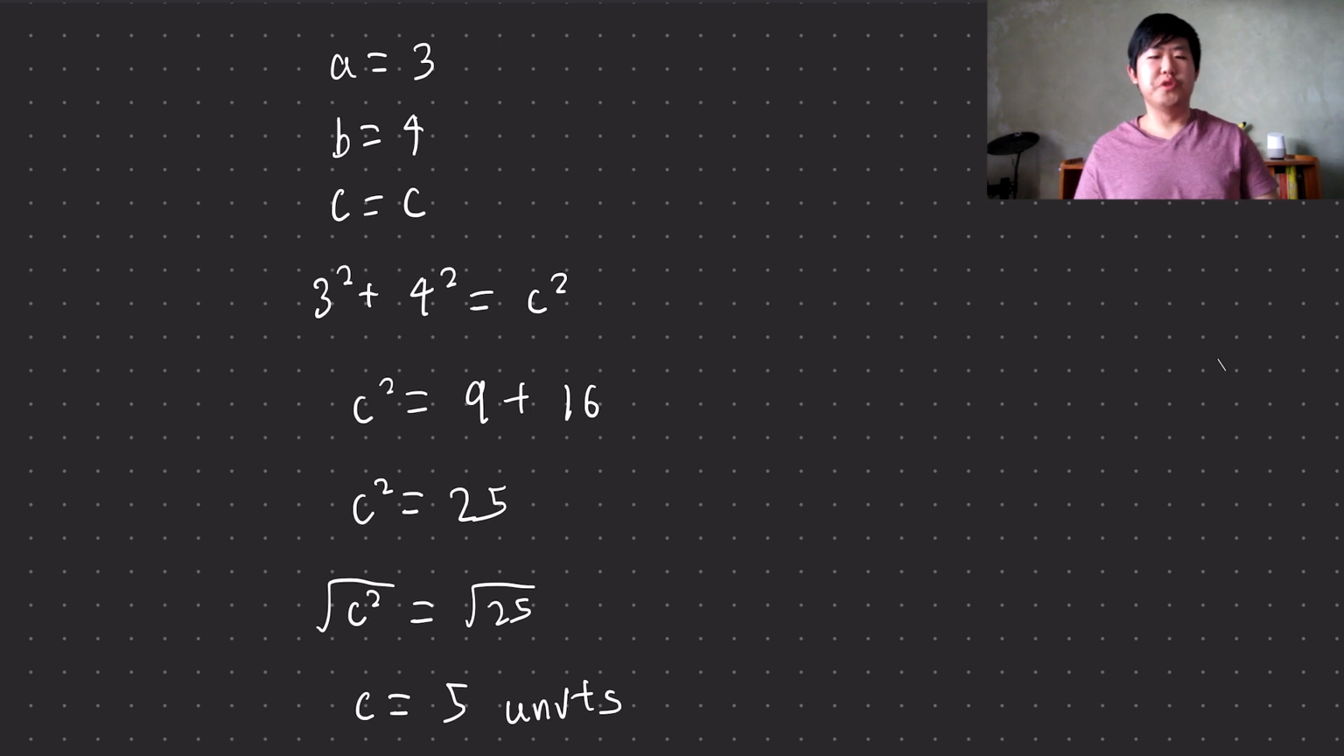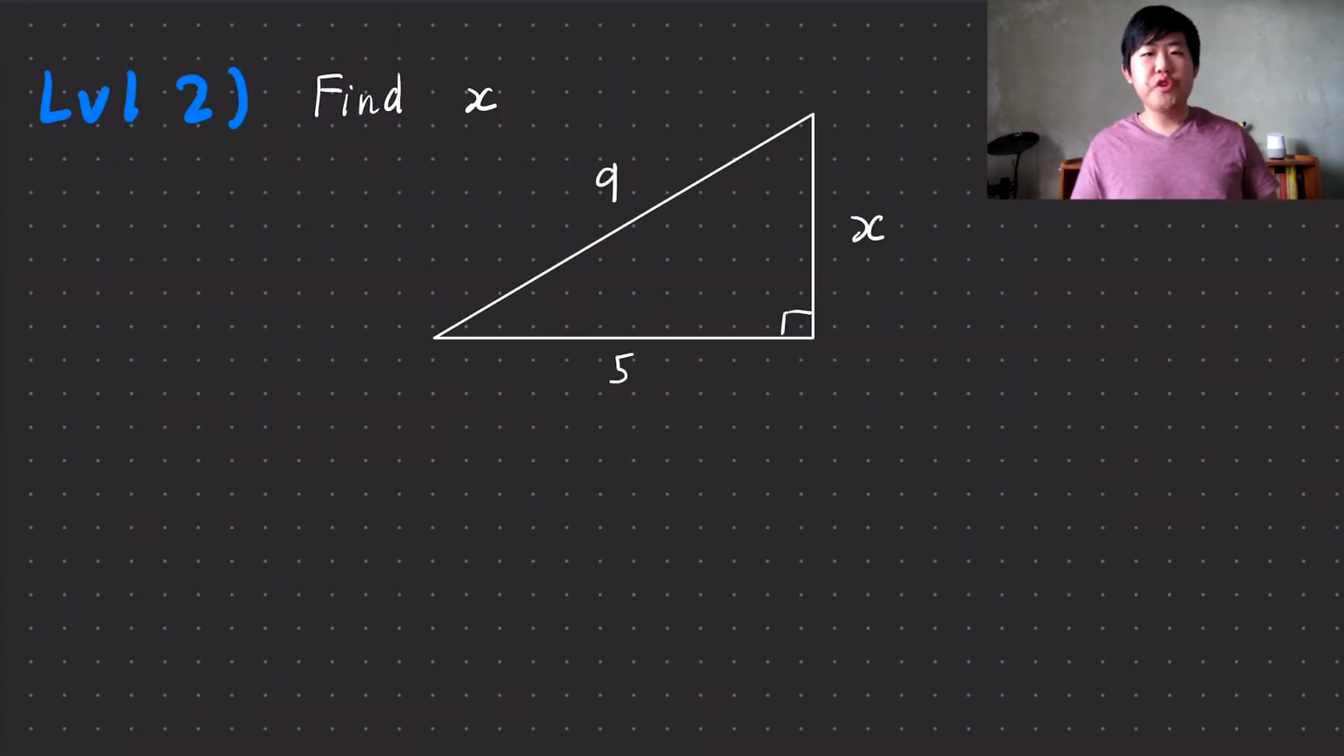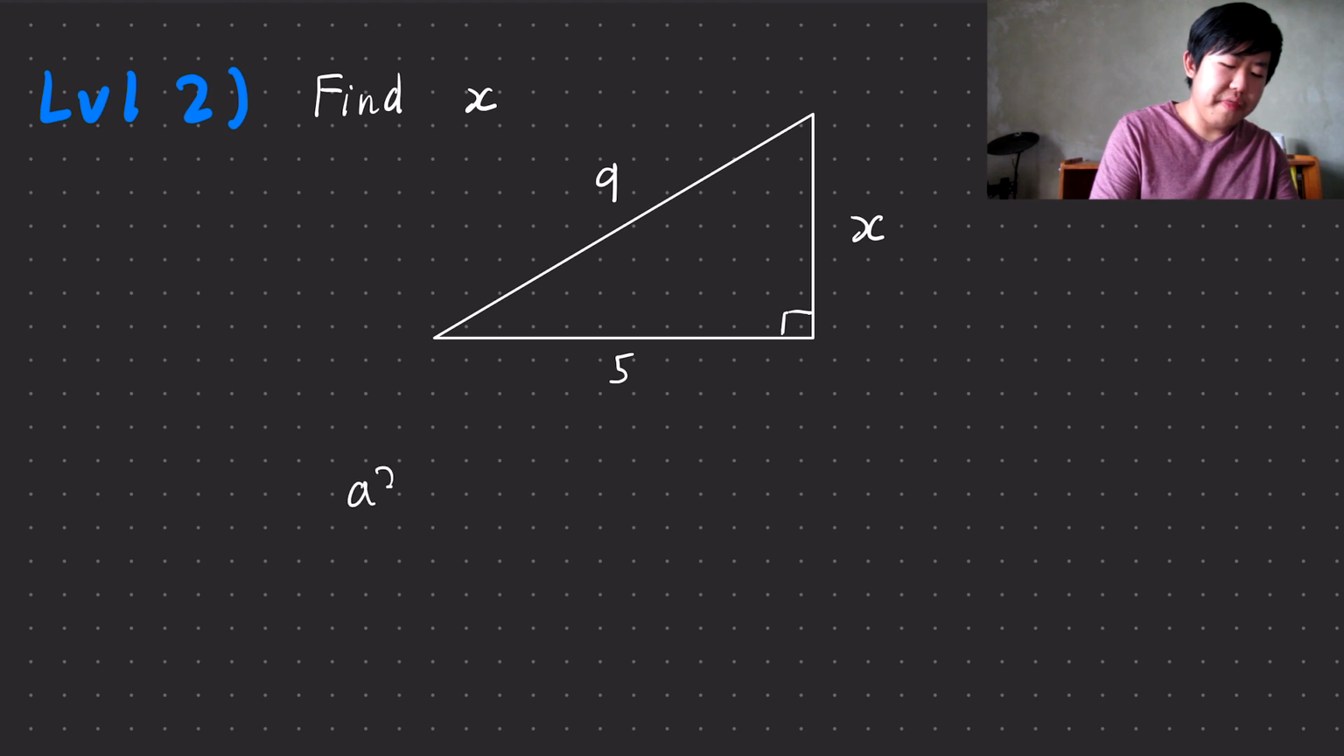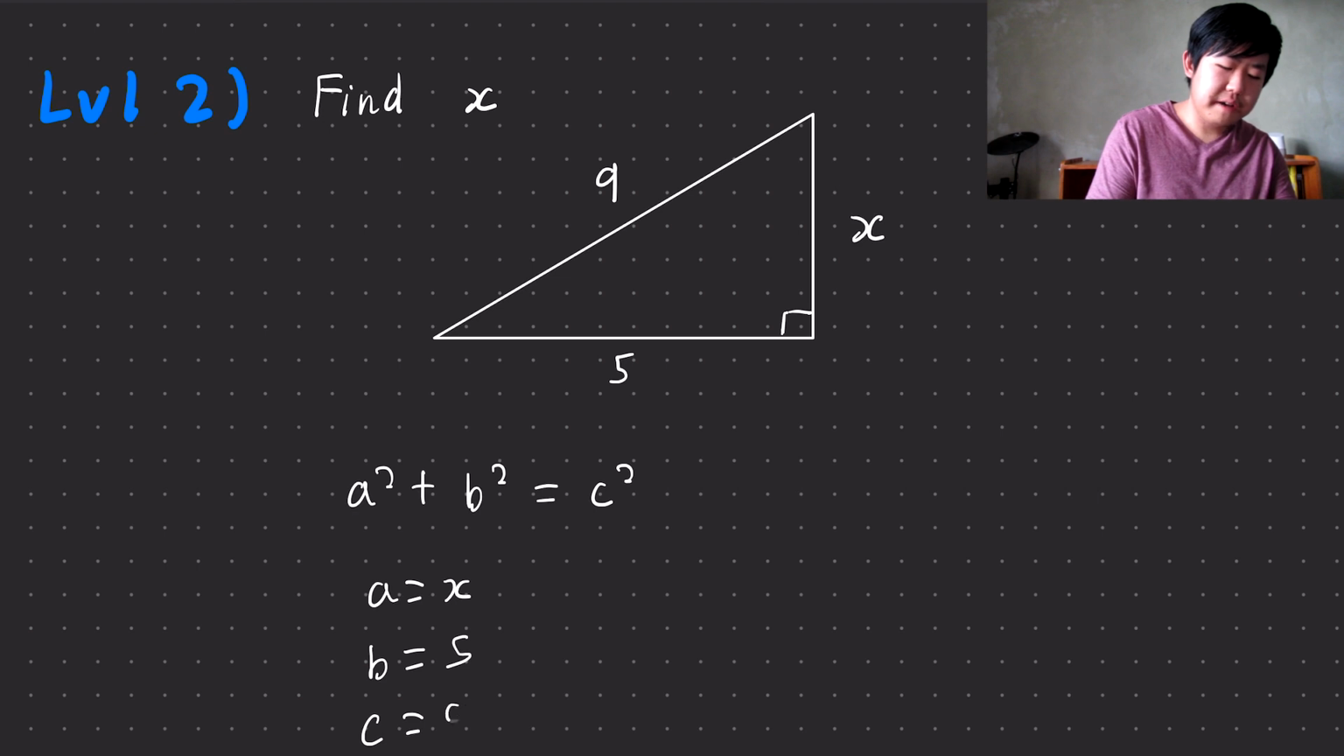Now let's move on to level 2. Level 2 is find x, where this time they give you the hypotenuse as 9, with the other sides of the triangle being x and 5. So the Pythagorean theorem, a squared plus b squared equals c squared. a is x, b is 5, and then c equals 9.